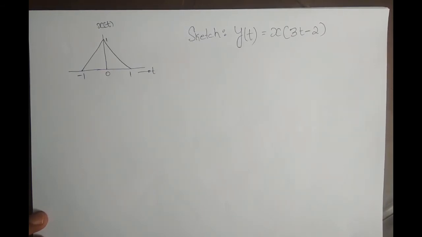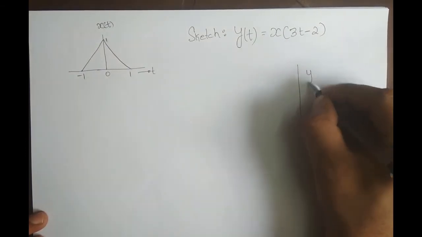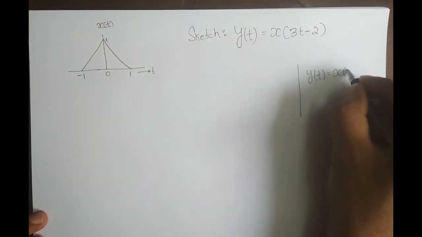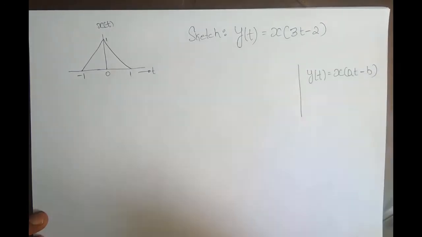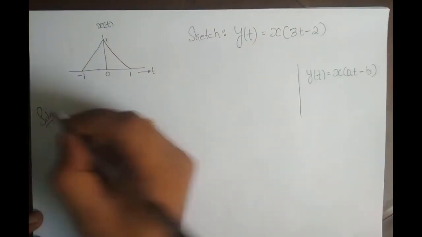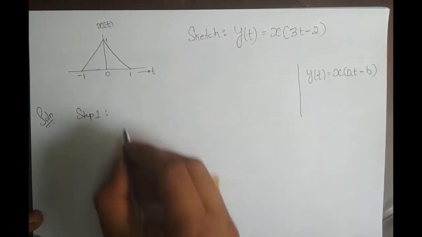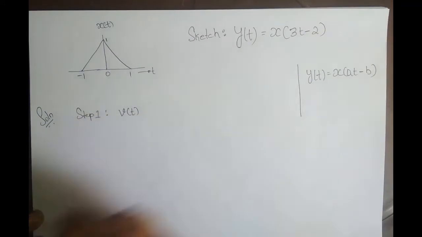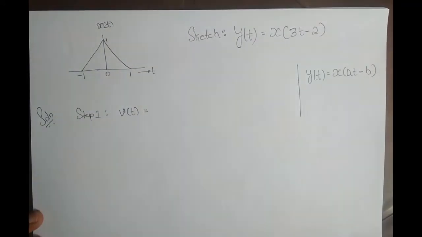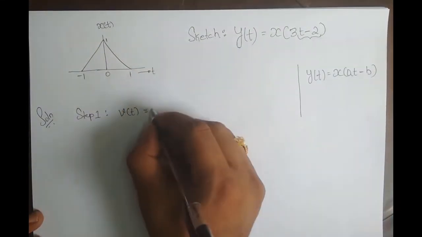So the solution for this: this is of the form y of t is equal to x of at minus b, right? Now this involves the precedence rule. Whenever this involves the precedence rule, what I have to do is, step 1, plot an intermediate signal v of t, which involves only the shifting operation. So it is x of t minus 2.